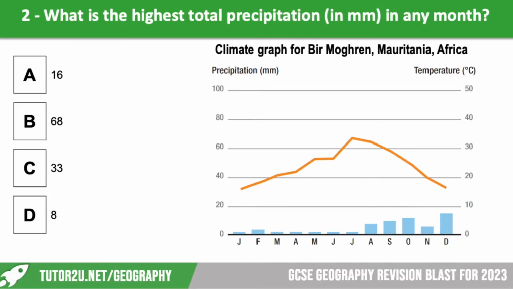Number two, what is the highest total precipitation in millimetres in any month? Is it A, 16, B, 68, C, 33, D, 8? So I'm going to give you a moment and then we will reveal the answer.